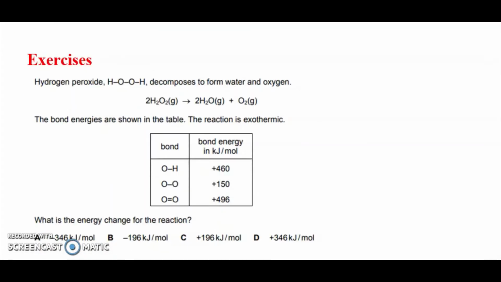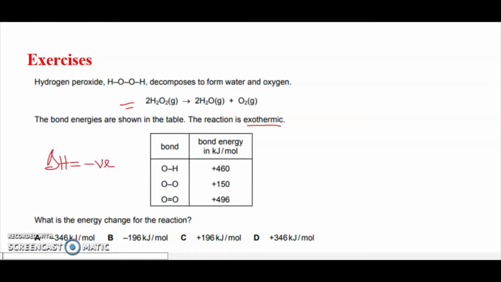I believe you've tried the exercises, so let's now correct them together and see if your answers are correct. Okay, so let's start with the first. Hydrogen peroxide, we've been given the structural formula of hydrogen peroxide, decomposes to form water and oxygen. This is the equation for the reaction. The bond energies are shown in the table. The reaction is exothermic. Oh, here again, we've been given a clue. So this means our delta H has to give us a negative value. Okay, what is the energy change for the reaction?